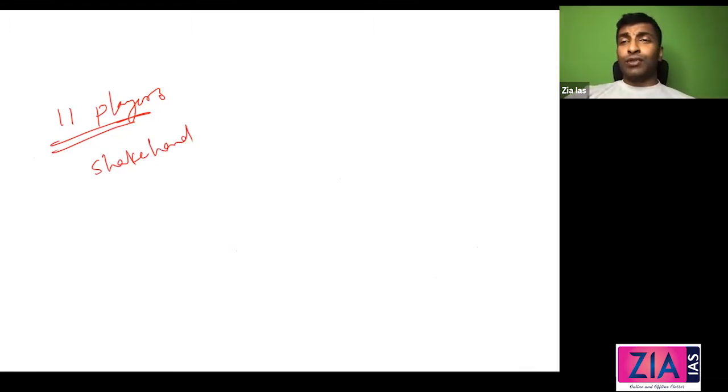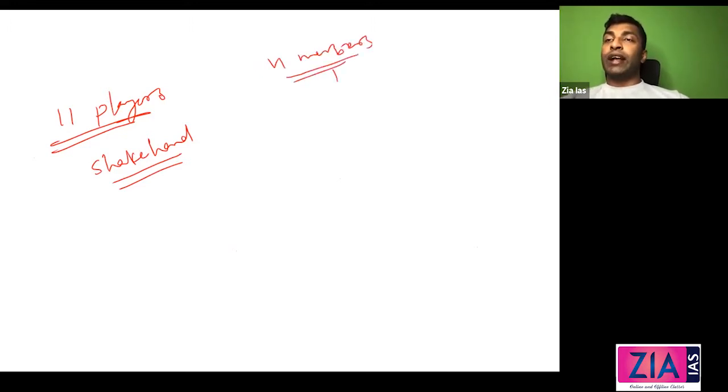Guys, you could have seen these questions time and again, even in the CSAT paper also. Shake hand. What does this mean? This is also like n members, okay? And if they want to shake hand, it is nothing but selection of 2. Making a shake hand, you need 2, right? So selection of 2 from n. So what is your answer?